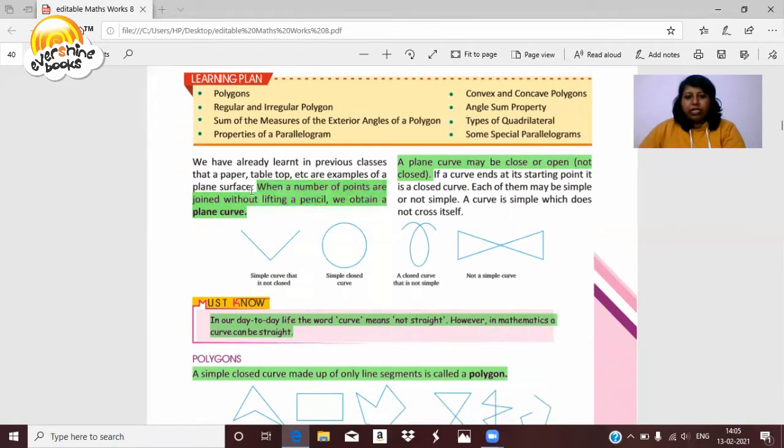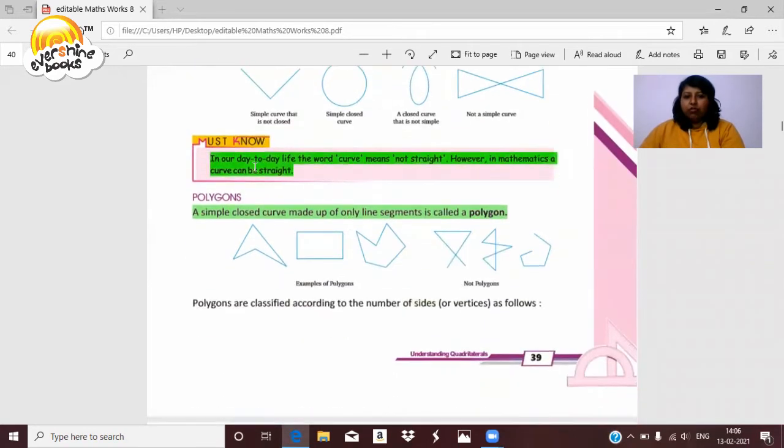When a number of points are joined without lifting a pencil, we obtain a plane curve. Clear? A plane curve may be closed or open. These are examples of curves. The first figure is a simple curve. A curve can be open or closed. This is an example of a closed curve. You must know that in our day-to-day life, the word curve means not straight. But in mathematics, it can be straight.